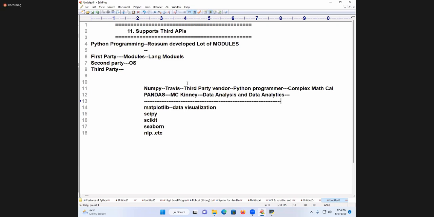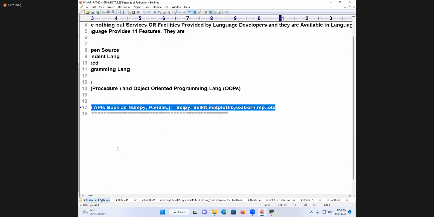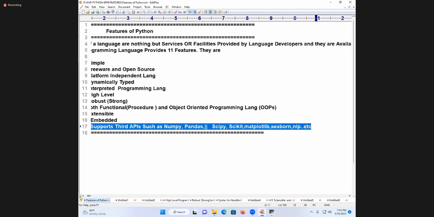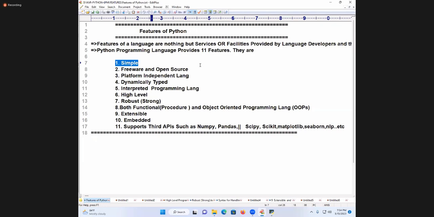Did you understand this explanation? How many features are there? 11 features. Can you tell me one by one? Simple. Silence. Only sound is coming. You need to say it clearly in the class.